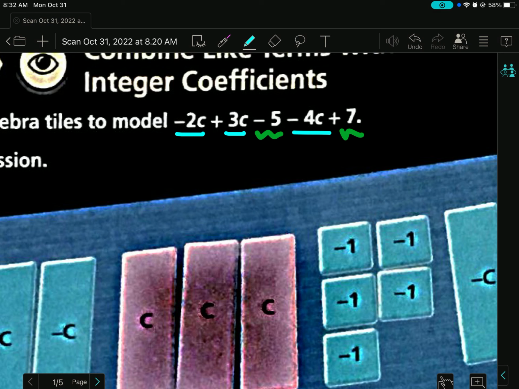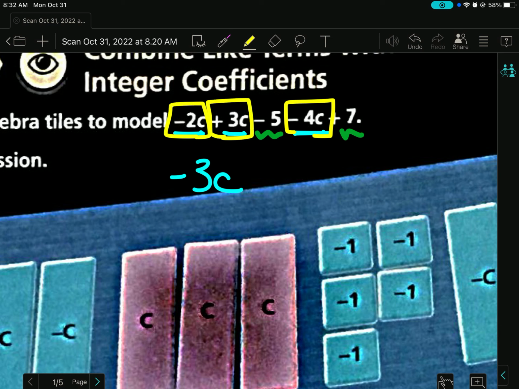Okay? So if I'm doing this, well, negative 2 plus 3 is 1. Plus negative 4 would be negative 3c. Now the biggest mistake students make is they don't take the sign in front of the number. This is now a negative 4c. This is a negative 2c. This is a positive 3c. So we need to make sure that we are looking at those signs in front of the numbers.